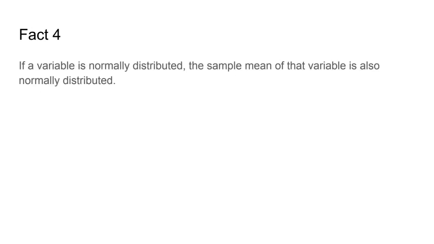Fact 4 says something about whether or not the sampling distribution is going to be normally distributed. And fact 4 says that if a particular variable is normally distributed in the population, then the sample mean of that variable is also normally distributed.